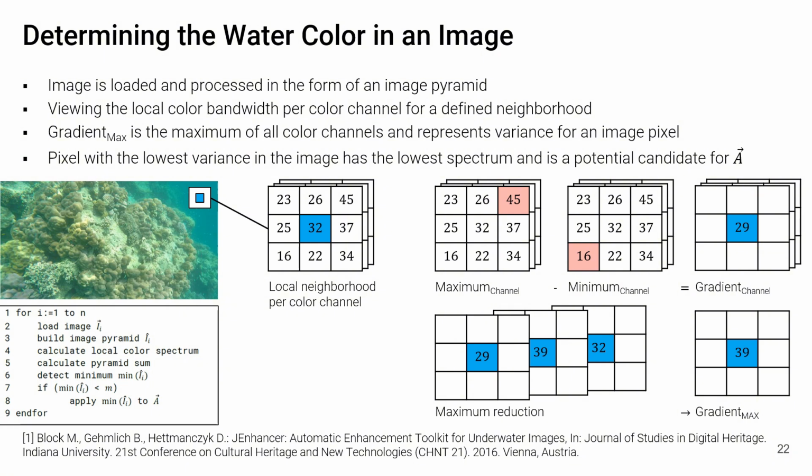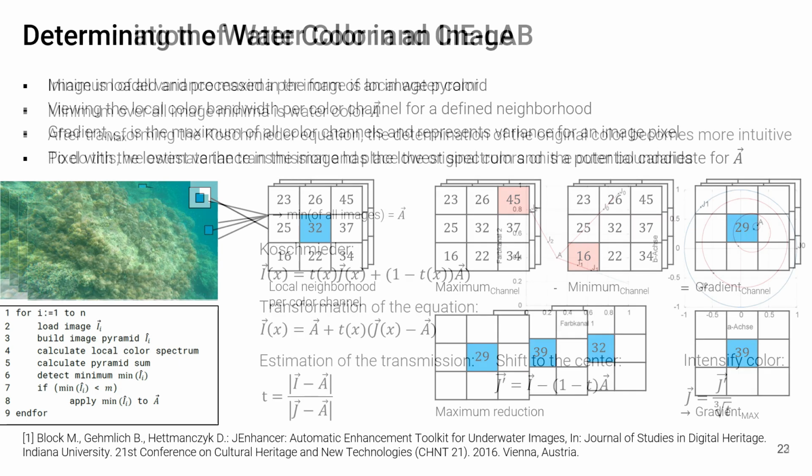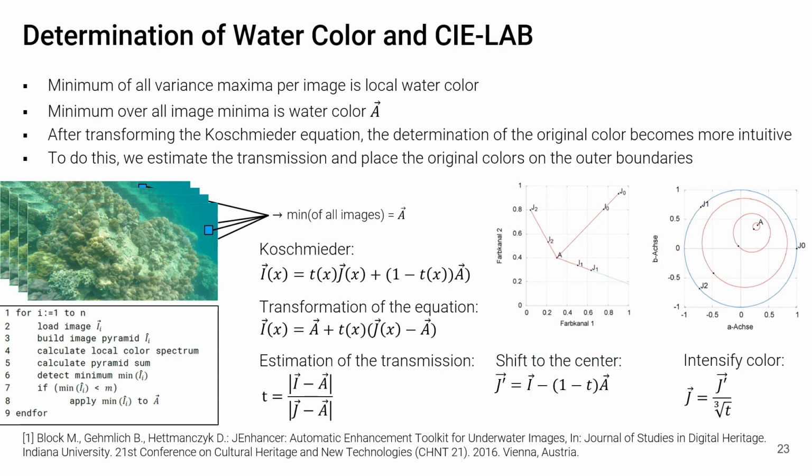This gives us the gradient, the spectrum, or the variance of the values in the range of this pixel. Since we have three color channels, we select the maximum of these three gradients and now have a map with all these values. The pixel with the lowest spectrum is now a potential candidate for our watercolor. Once we have determined a minimum from each of the different images, we then take the smallest of all these images. We have thus determined the watercolor A.